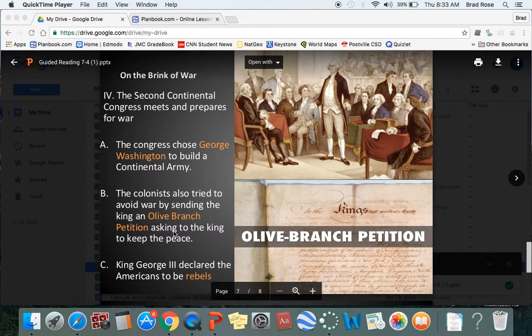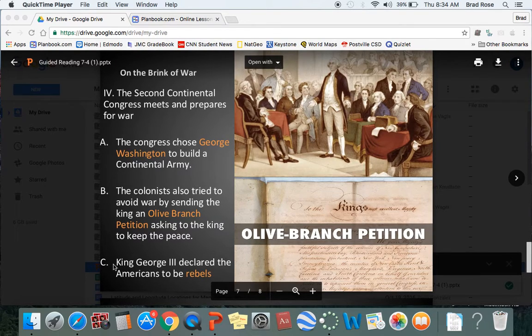The colonists also tried one last-ditch effort to ask for peace, and they sent out the Olive Branch Petition, a letter again asking the King of England to protect his American subjects and remove troops from American soil, and again, try to deal with this peacefully. When King George gets this letter, he ignores it and he declares that the Americans are rebels and that war is going to occur.